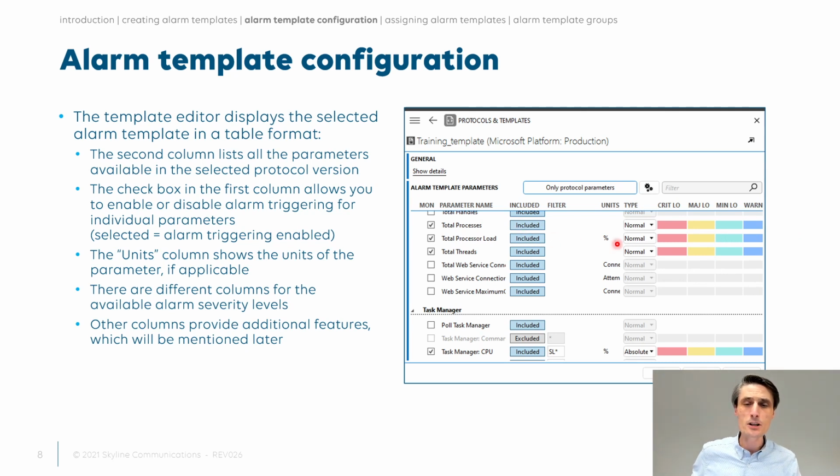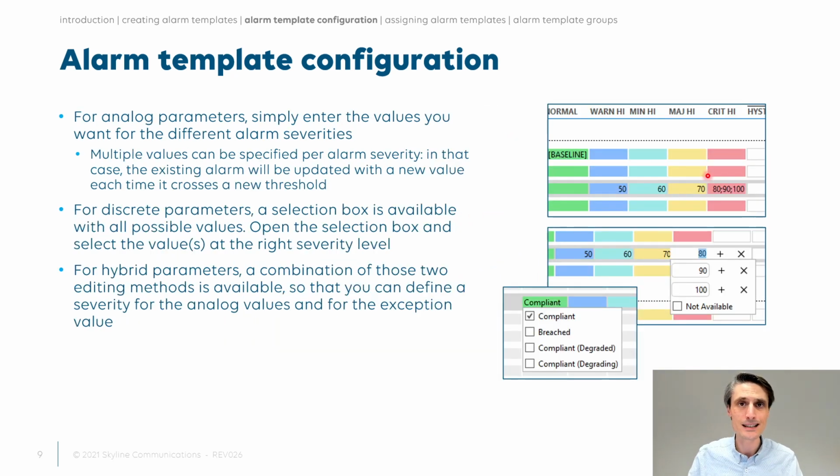There are a whole bunch of other columns. I will go through all of them. We will just start with the basic ones first. So I have the name of the parameter, the checkboxes, and then I can specify the thresholds in the color-coded boxes whenever I activated the monitoring on there. I will immediately do that in a demo as well.